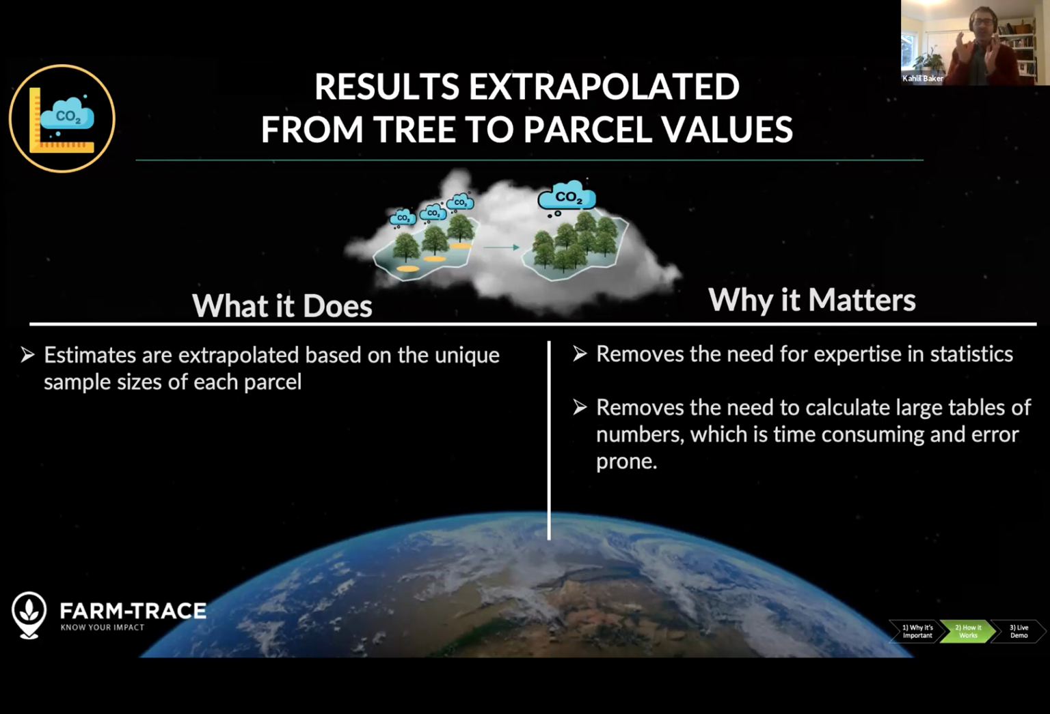And so now that we know how much carbon is in each tree, we go to the next step and we extrapolate those results to the entire parcel level, so that you're not measuring every single tree, you're just measuring a small sample, and then we're getting the results at the parcel level. And again, this is where you do some extrapolation and some statistics, which normally these skills are rarely found in farming communities. And so this is completely removed and automated. And so again, you're saving lots and lots of calculations and you just get your results.